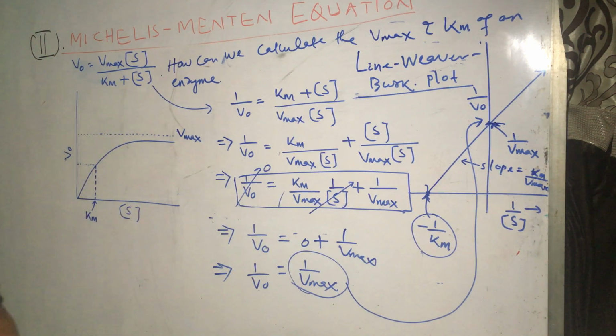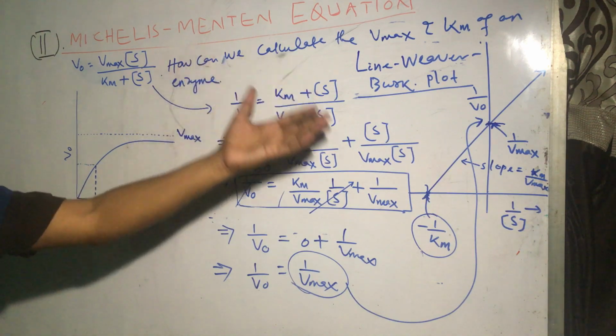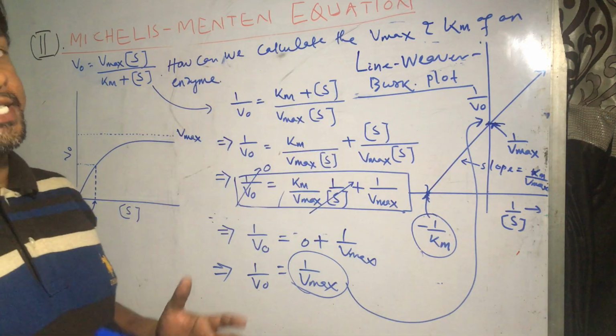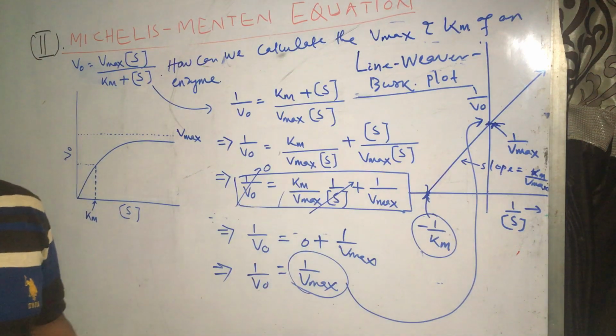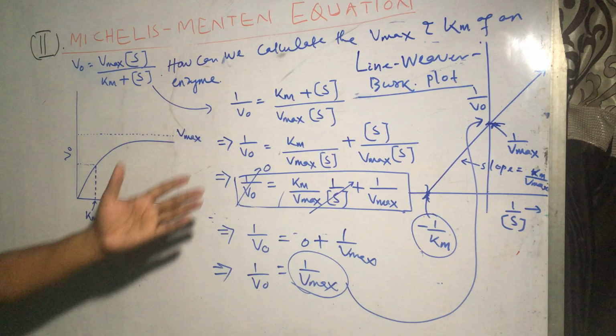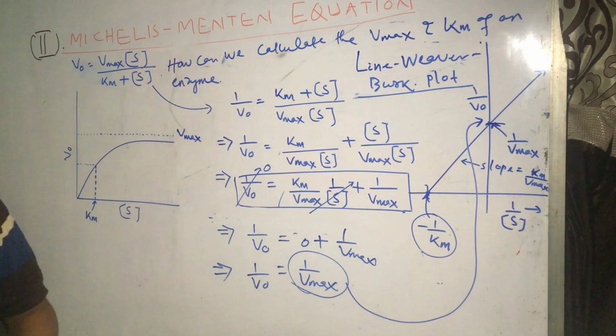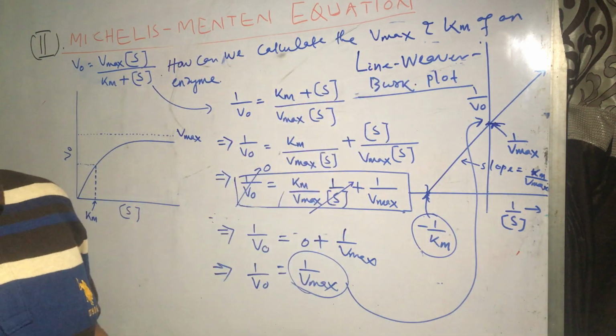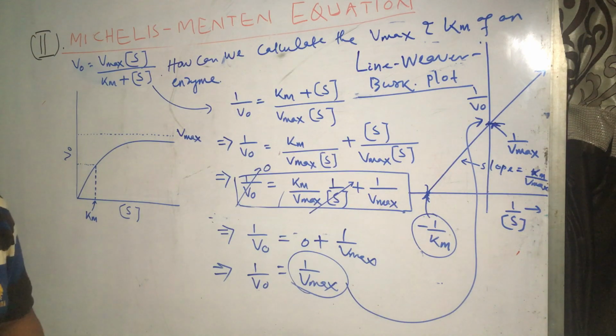So in the next video, we'll see how this rate changes in the presence of inhibitors. So for the time being, we learnt the Michaelis-Menten equation and how to derive the Lineweaver-Burk equation from this.